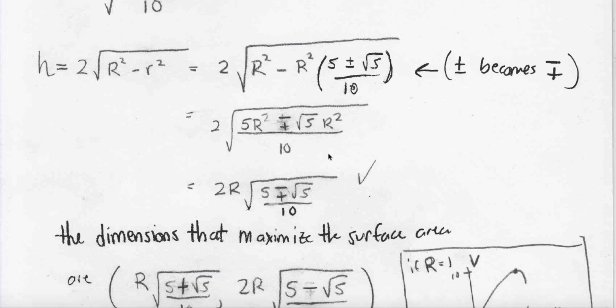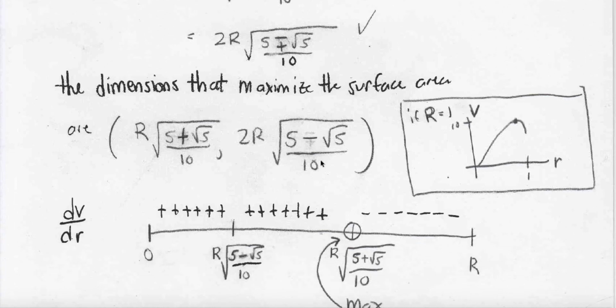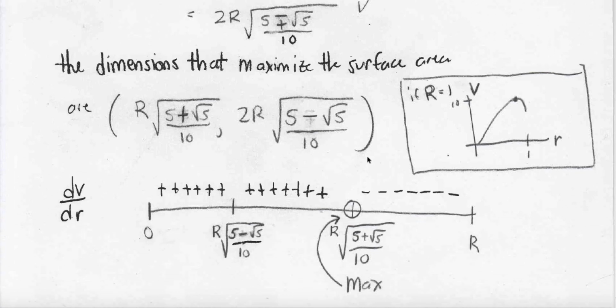Okay, so what are the dimensions that maximize the surface area? Well, it turns out that cap R times the square root of 5 plus the square root of 5 over 10, if I let that be my radius, then my height is 2 cap R times the square root of 5 minus the square root of 5 over 10. These are the dimensions that maximize the surface area.